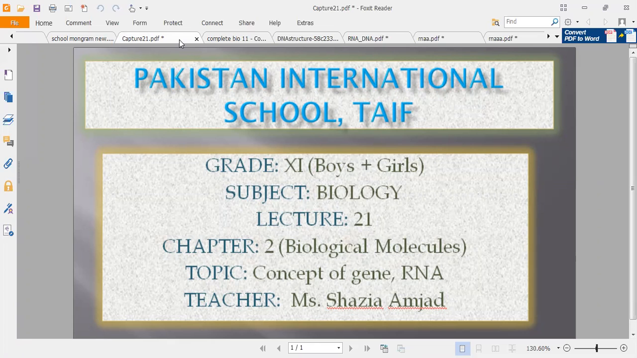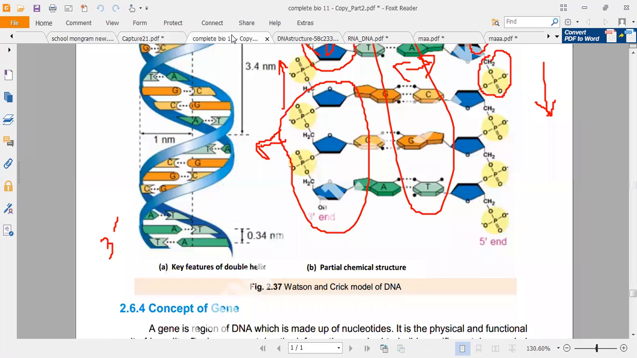Dear students, in the previous lecture, we have studied about nucleic acids. So this is the sequence of that topic, because without the concept of genes, this topic cannot be completed. So let's talk today about genes, as well as RNA. Let's get started.